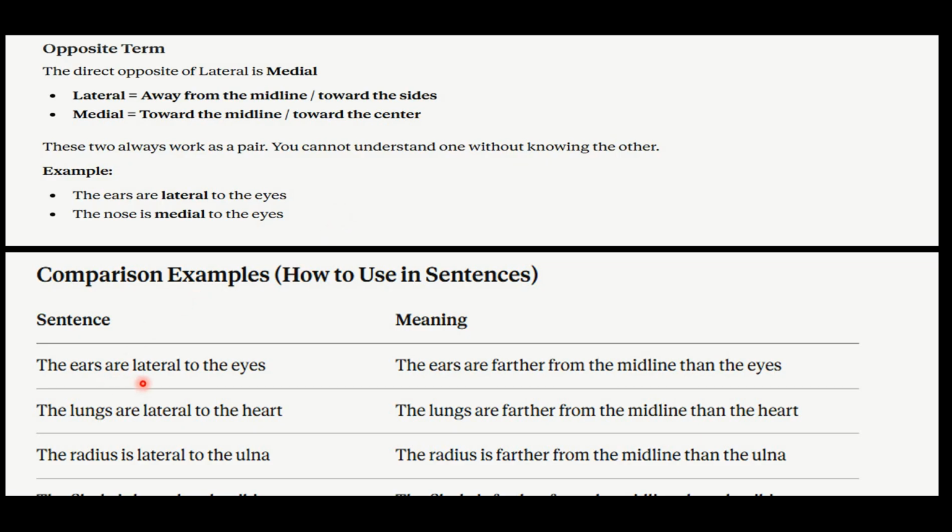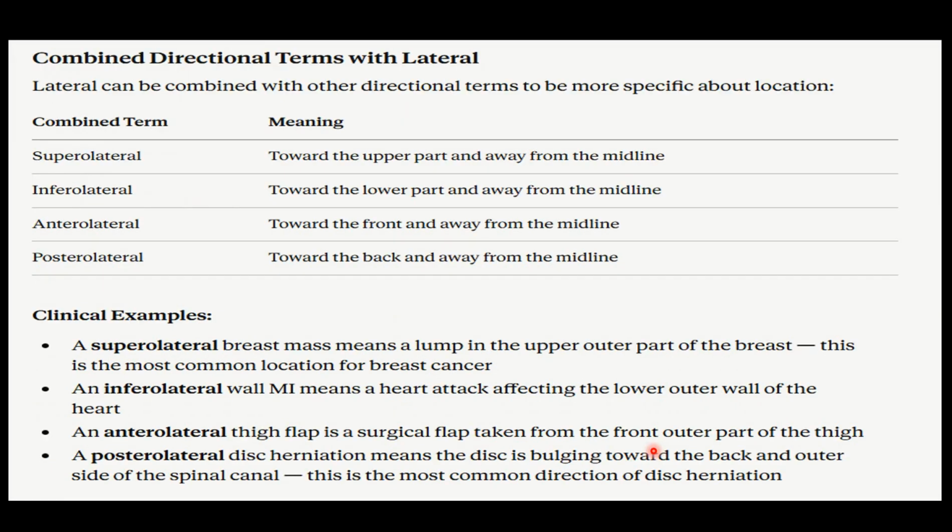To see more examples, you can refer to these notes. Here I have noted down the sentences along with their meanings. The ears are lateral to the eyes means the ears are farther from the midline than the eyes. The lungs are lateral to the heart means the lungs are farther from the midline than the heart. The radius is lateral to the ulna means the radius is farther from the midline than the ulna. These are comparison examples where you can understand how to use lateral in a sentence.